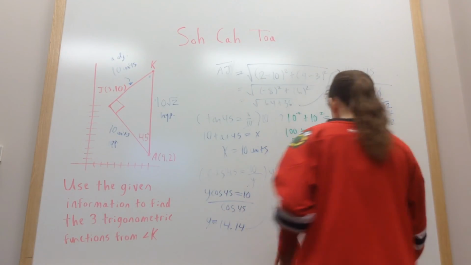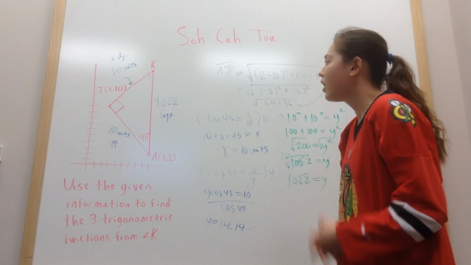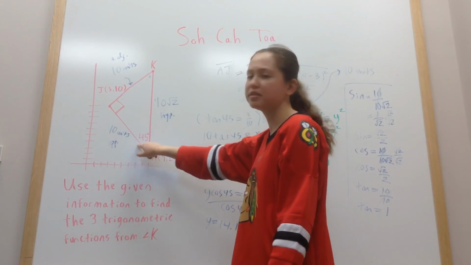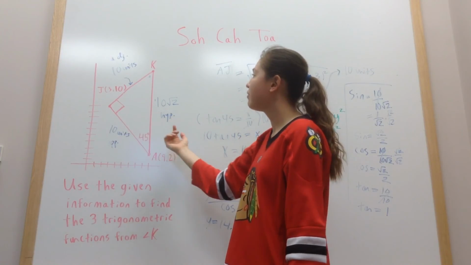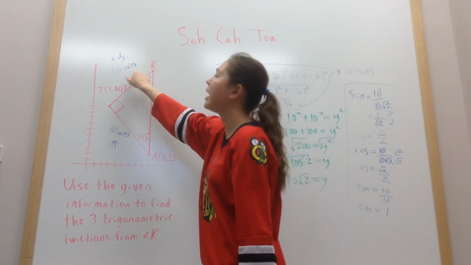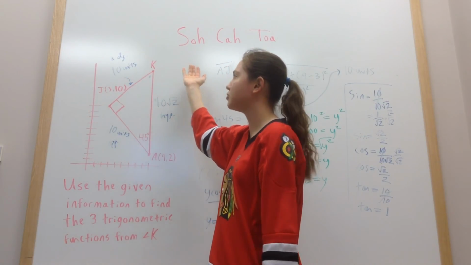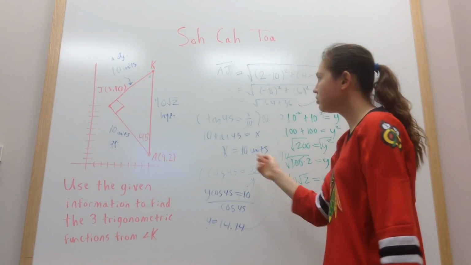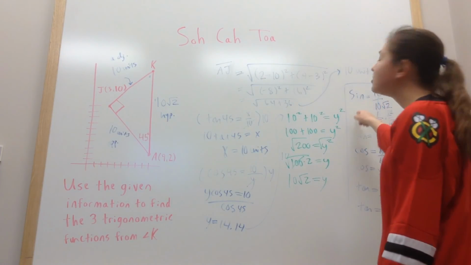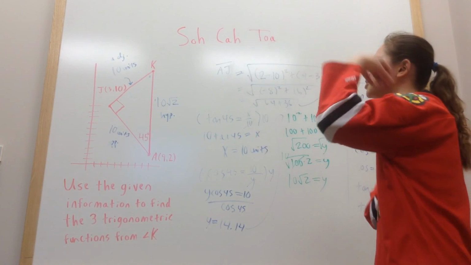Alright, so brief recap. When we were given this problem, we knew the coordinates of A and J, so we used distance formula to find this. After that, we used tangent to find the measure of x right here. We found that to be 10 as well. Then after that, we used cosine to find the length of our hypotenuse. After that, we just used SOHCAHTOA to find our 3 trigonometric functions.